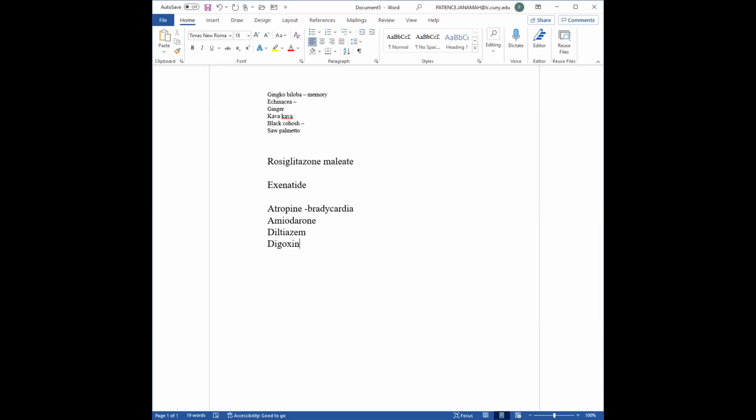So these drugs will affect the rhythm of the heart. All these medications will affect the cardiac rhythm on the cardiac monitor. Some of them will cause slowing of the heart, others will cause the heart rate to jump higher.